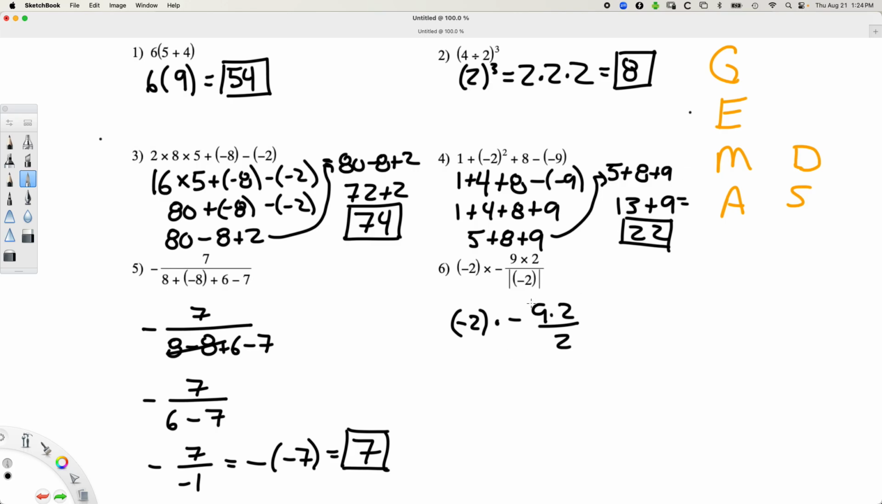So I'm going to do this part up here. I'm going to, again, pretend like this has a grouping symbol on it because I have to do that first before I can do my division. So I'm going to call this negative 2 times negative 9 times 2 is 18. 18 over 2. So now I can say that this is negative 2 times 18 over 2 is 9. So it's negative 2 times negative 9. And negative 2 times negative 9, a negative times a negative would be a positive, and 2 times 9 would be 18.